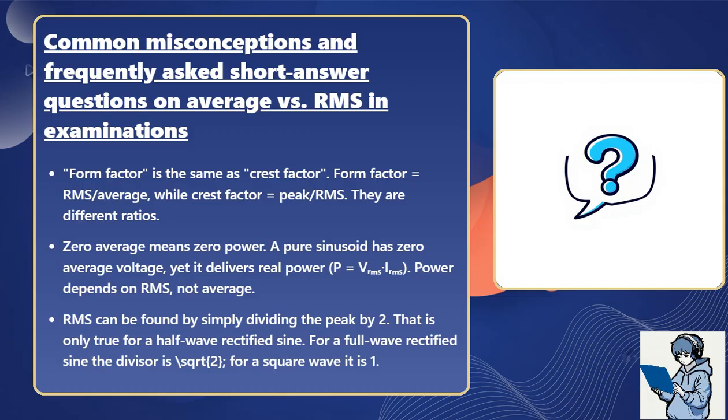RMS can be found by simply dividing the peak by 2. That is only true for a half-wave rectified sine. For a full-wave rectified sine, the divisor is the square root of 2. For a square wave, it is 1.